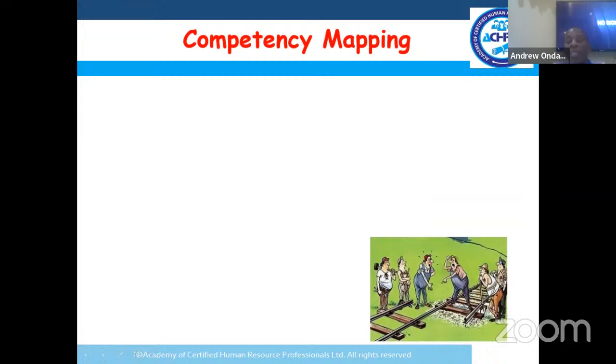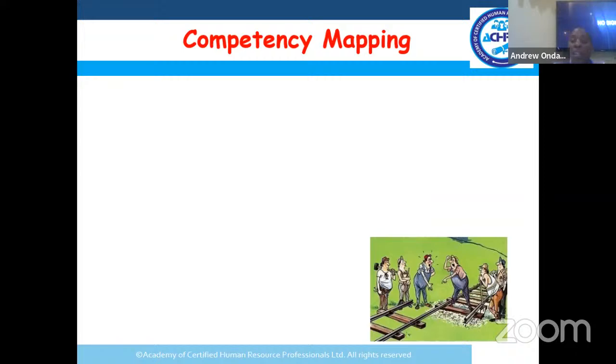Okay, let me ask guided questions related to this photo. There are these two people at the center of this railway line. Who do you think they are? Okay. I can say they are either project managers or supervisors of the employees who are looking at them.